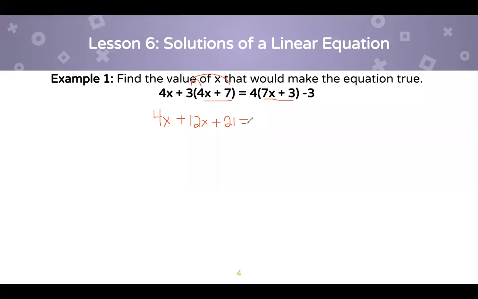Now for the right side of my equation, I'm going to start right away with the distributive property, distributing this 4 into both terms inside of the parentheses. 4 times 7x would be 28x. Sorry, this is getting a little messy here. And 4 times 3 is, of course, 12. This 4 is not being multiplied by this constant. It's outside of the parentheses, so I can just add that on to the end.